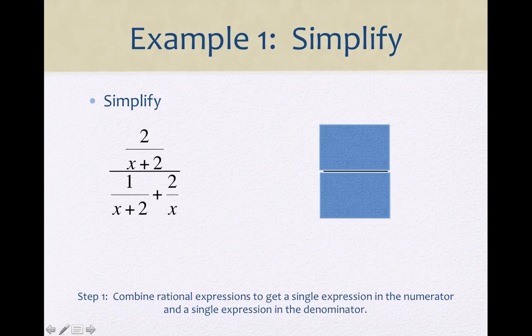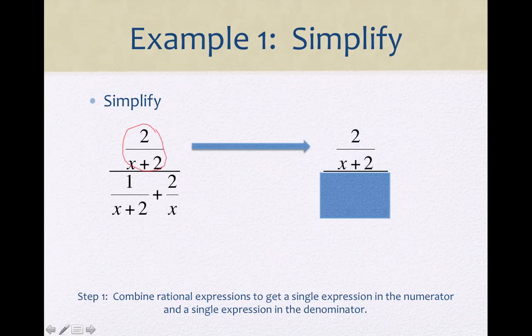So step 1 is to combine any rational expressions that need to be so that we get a single expression in the numerator and a single expression in the denominator. So we want a single rational in the numerator and a single rational in the denominator. Now we already have this 2 over x plus 2 in the numerator. That's a single rational expression, and therefore we don't have to change anything there.